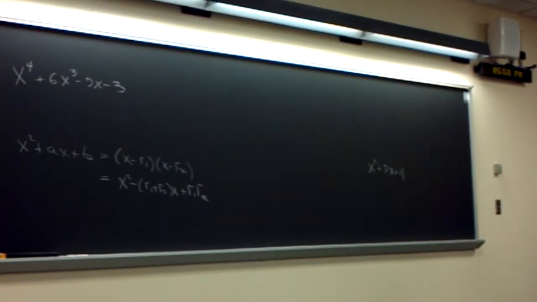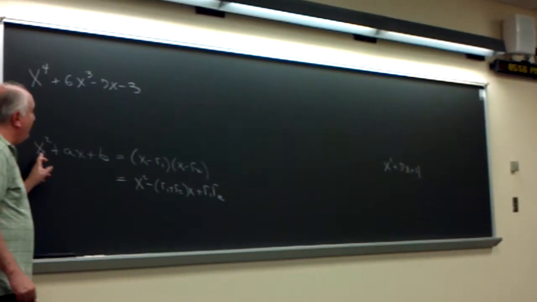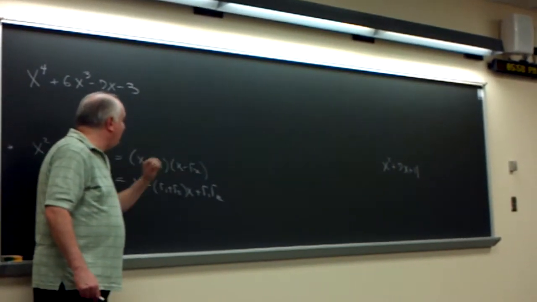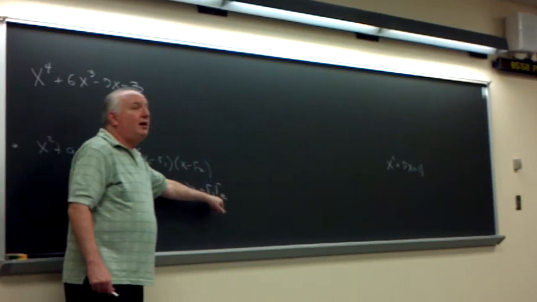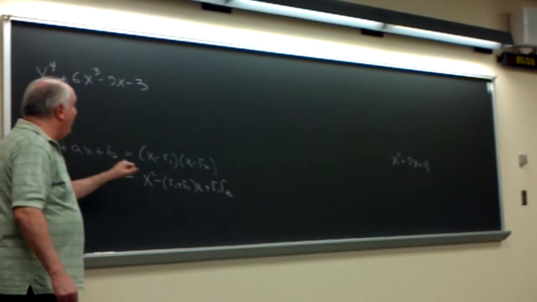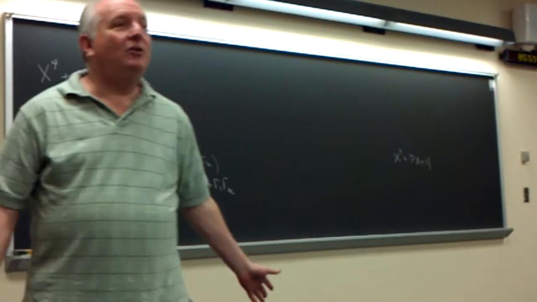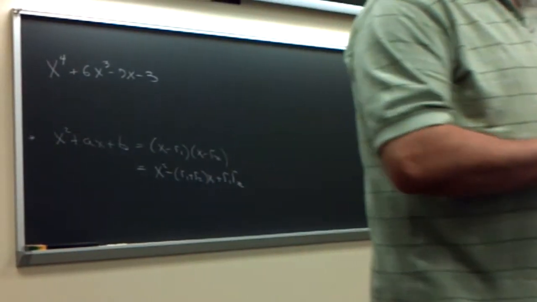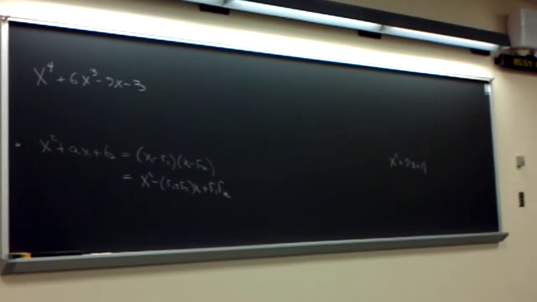Okay. So the point is, if you have a monic quadratic, you factor it as x minus the first root, x minus the second root, and you can see that the constant term is the product of the roots, and the coefficient of x is the negative of the sum of the roots. So if you write down a monic quadratic, you immediately know the sum of the roots and the product of the roots. So far, so good? Yeah. So that's for monic quadratics. What about cubics?